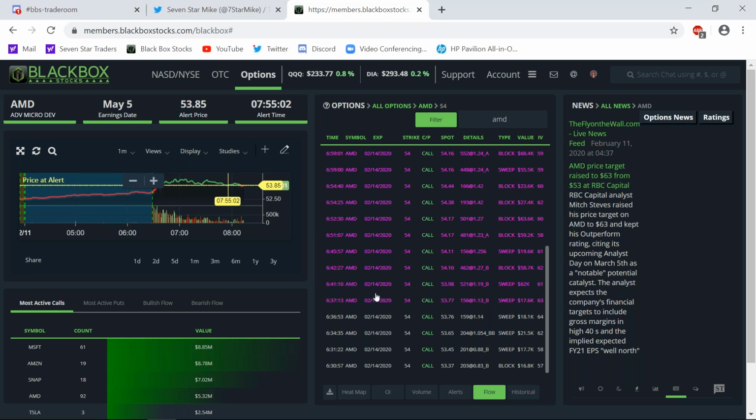But the 54s are the flow that I'm going to point out to you guys. Now, again, the colors mean something. I'm going to get to that. But look at how much flow came in. This is 6:30:57. So 57 seconds after the market opened, this trade was placed. 6:31, 6:34, 6:36, 6:37, 6:41, 42, 45, 51, 52, 54, 59, 6:59. So all of this happened within a half hour. And then if I scroll up, there's even more of it, 7:26.